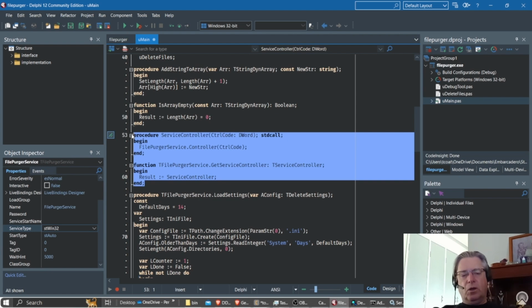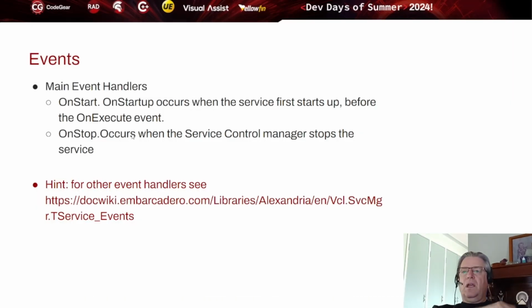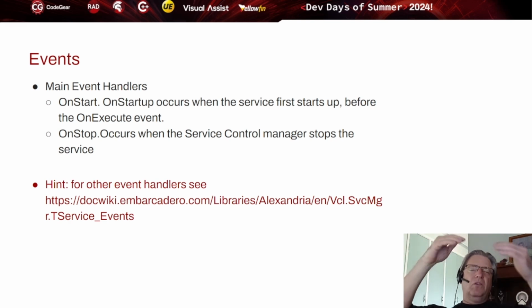I think now what we will do is go back to the slideshow and have a look at what the events are that we might want to be setting or using. There are events for pausing, or for continuing, or stopping, or starting a service. So the start event occurs when the service first starts and happens before an on execute event. An on stop event occurs when the service control manager stops the service.